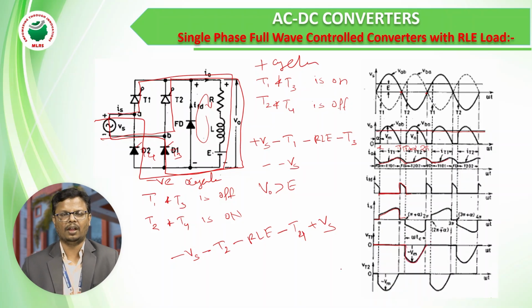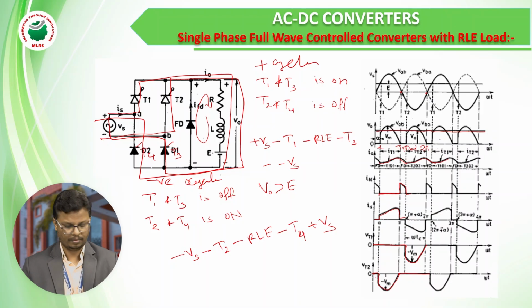In the same manner, the other 2 pairs of switches we can observe here. Initially T2 is not triggered and is not in conduction, so the voltage across it is negative, minus Vm. After that we give a trigger pulse for T2, so it conducts. So here it is 0. So this is the operation of the 3-phase fully controlled rectifier with RLE load, the output waveforms, and the circuit operation.